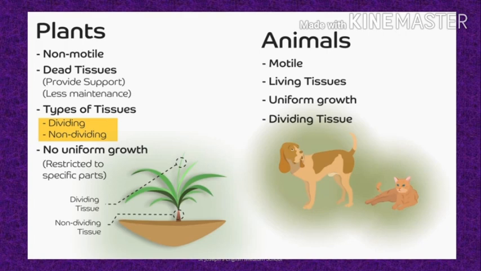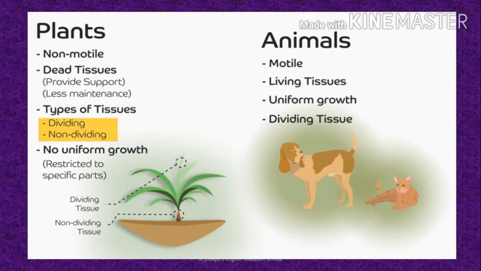So in this way, some regions are there that are not growing, like in case of the fruits or in case of the flowers, they need not grow throughout their life. So these particular regions have non-dividing tissues. So in this way, the plants here are non-motile. They consist of dead tissues. Then they have two types of tissues that can be dividing and non-dividing. And to talk about their growth, there is no uniform growth, means they can grow in any direction, in any way.